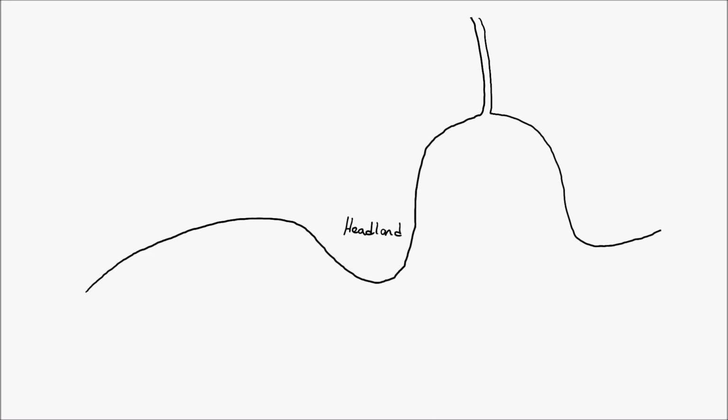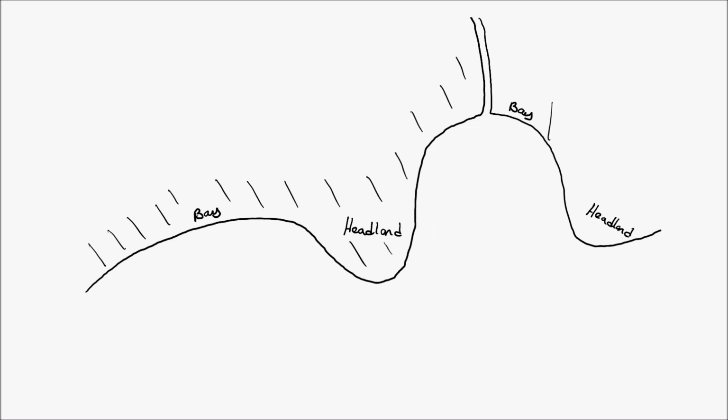In this specific diagram we're going to be marking in 2 bays and 2 headlands. Now it's important that in one of the bays we put a river, because this river is going to help the formation of a spit. Without it, a spit could not form.